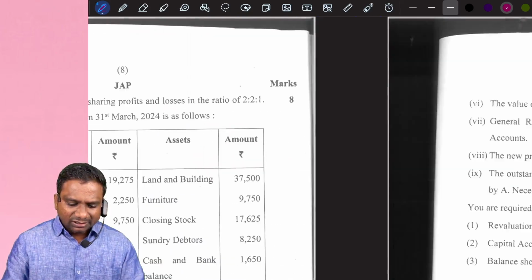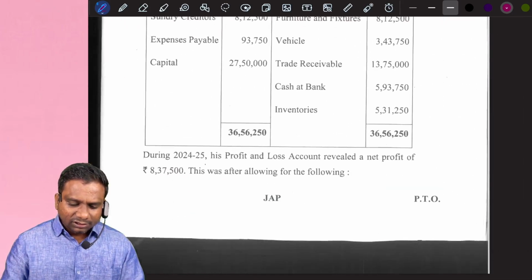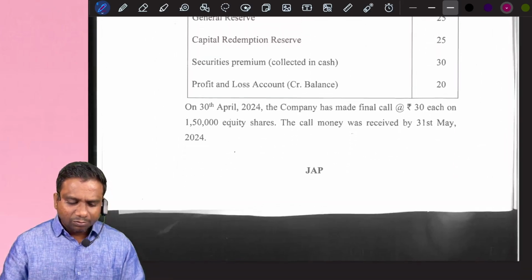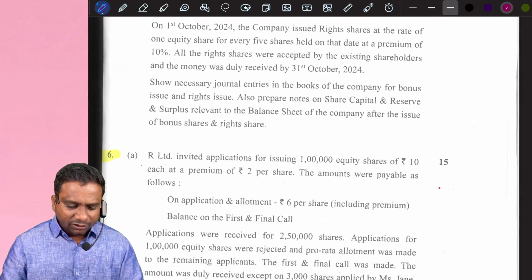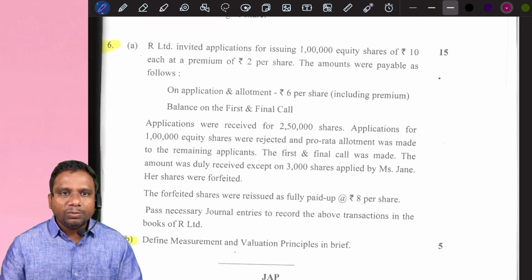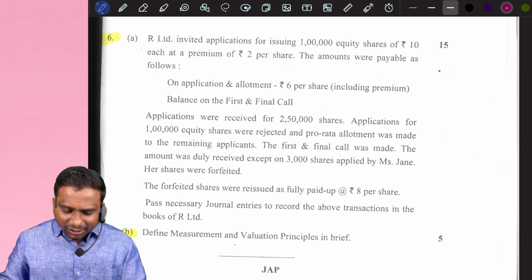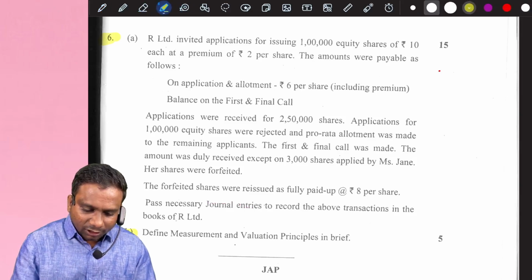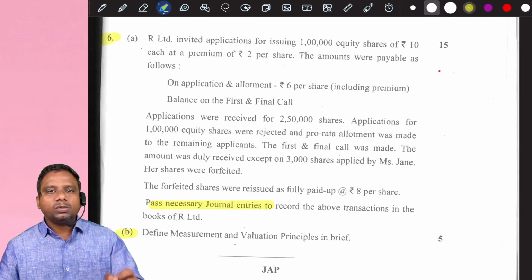Suppose, for example, a 6A question is there. 6A is on the company accounts. It may be issue of shares or issue of debentures or redemption of preference shares, redemption of debentures, bonus issue, rights issue, whatever it may be, which requires journal entries only. Draw the neat journal entries. Journal format first. Draw the journal format first.